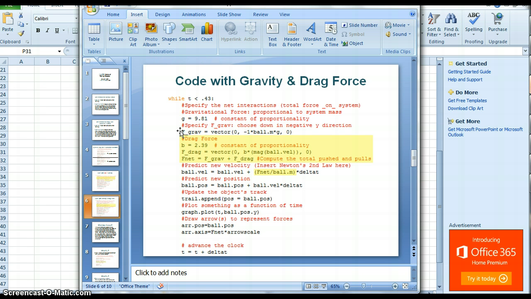And so the part of the program I wrote that involves drag force is being shown right here. The yellow boxes indicate where drag force is actually being used. The drag force vector is right here. It's b, which is some constant of proportionality, times the magnitude of the ball's velocity, because drag force does oppose velocity. And so that will give you an F net, the net force of gravity and drag force, and that net force is used to calculate the velocity right here.